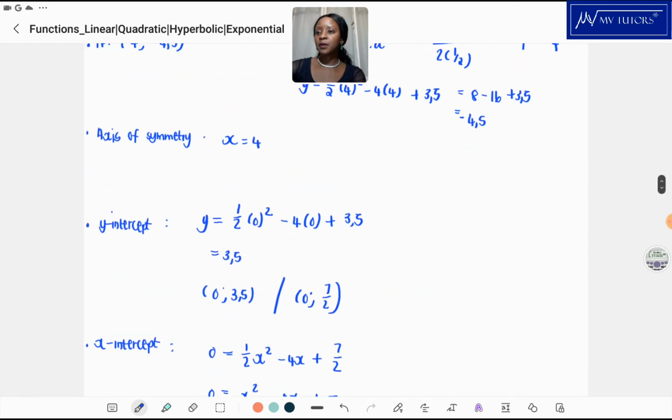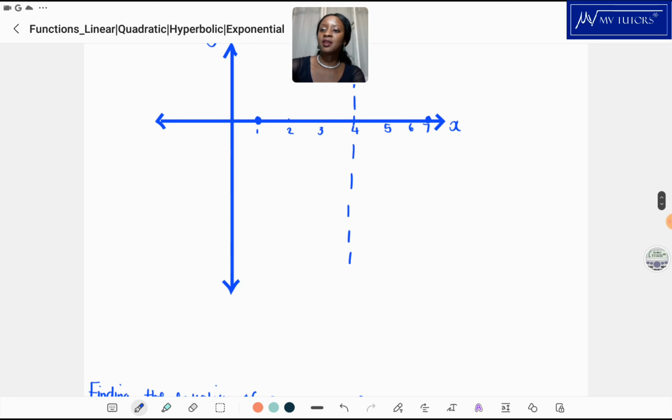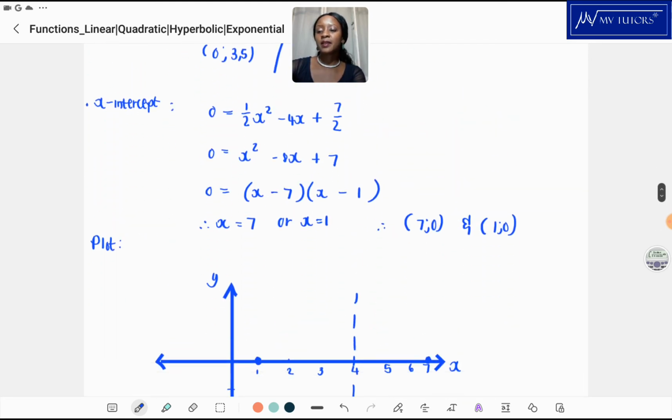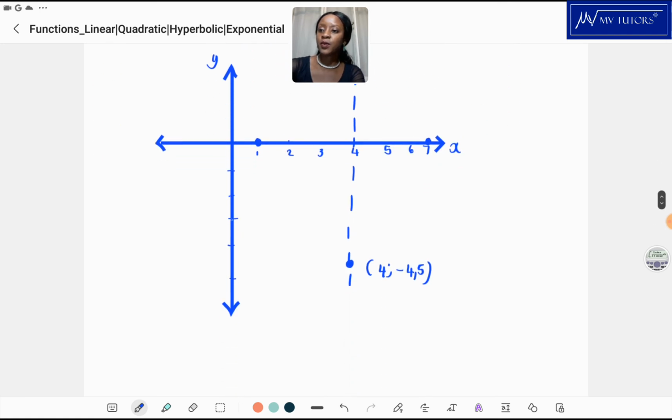And I think it was negative 4.5. Yes, it is. So let's just say 1, 2, 3, 4, 5. Somewhere there at 4.5 we have our turning point. Okay, the turning point is 4 and negative 4.5. And then what is the y-intercept? It was 3.5. So we have 1, 2, 3, and 3.5 is somewhere there. Okay, so there we have negative 3.5.